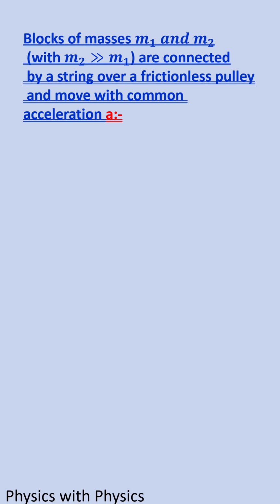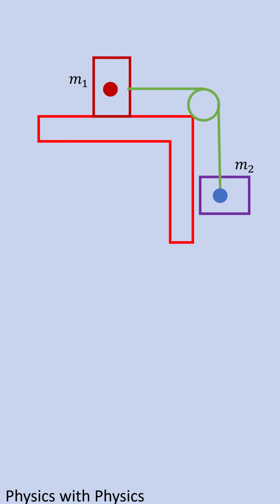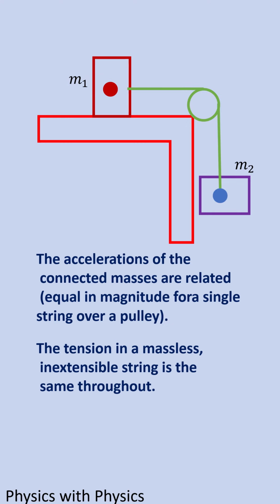Says M1 and M2, with M2 greater than M1. Here, we are taking a frictionless pulley. There is no friction, and a massless string. There is no mass of the string. The accelerations of the connected masses are equal in magnitude for a single string over a pulley. The tension in a massless, inextensible string is the same throughout.